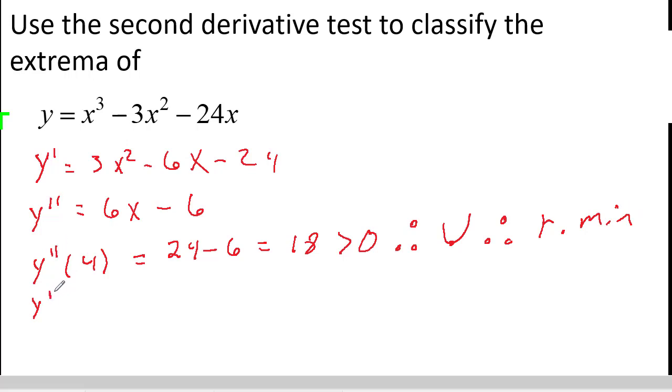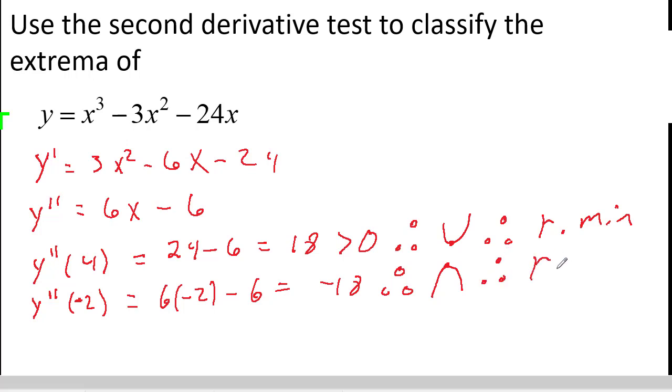I'm sorry, this should have been the second derivative. y double prime of negative 2 is going to be 6 times negative 2 minus 6, which is going to be negative 18. So that tells us that our graph was concave down. Since our first derivative was 0 because it was a critical point, we were looking at the top point there, and therefore we have a relative maximum.